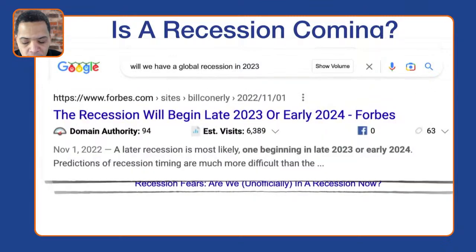Here's another one from Forbes. The recession will begin late 2023 to early 2024. They're saying it's going to be later, maybe the fourth quarter of 2023, that we might see that recession. This is Forbes. It's Forbes that said before, no, not yet, we're not in a recession. Then Forbes has their own subject matter experts that write articles for them, right? And they're saying in this article, from November 1st, 2022, that it could be the fourth quarter of 2023 when we see that recession, right? Or early 2024.